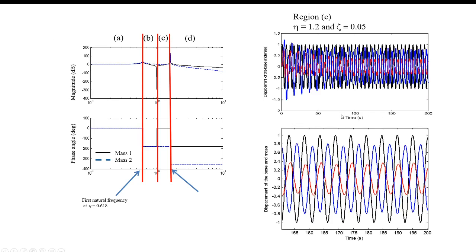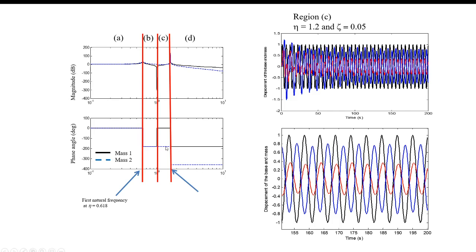The next one is region C, when the input frequency is between the zero frequency and the second natural frequency. I had to zoom in a little bit. This one I actually didn't put in the damping. I should have done that from earlier on too, so that the transient response will die out and you don't see that anymore. This is just the last 50 seconds of this time history.